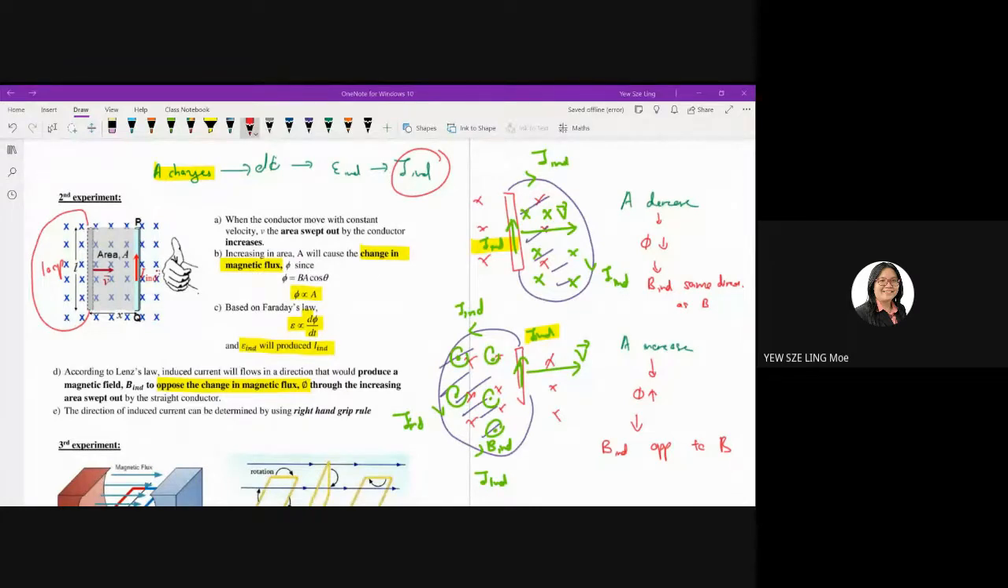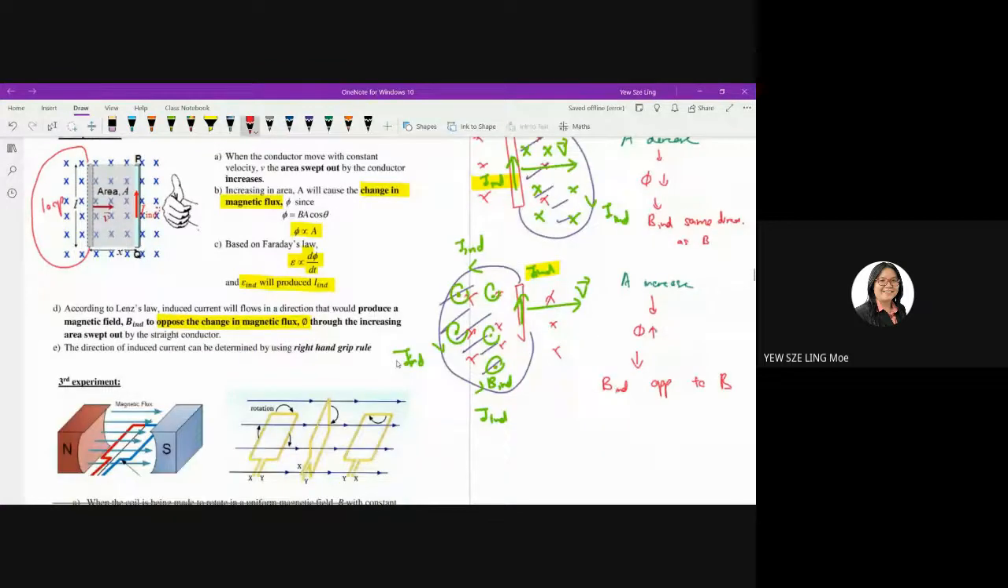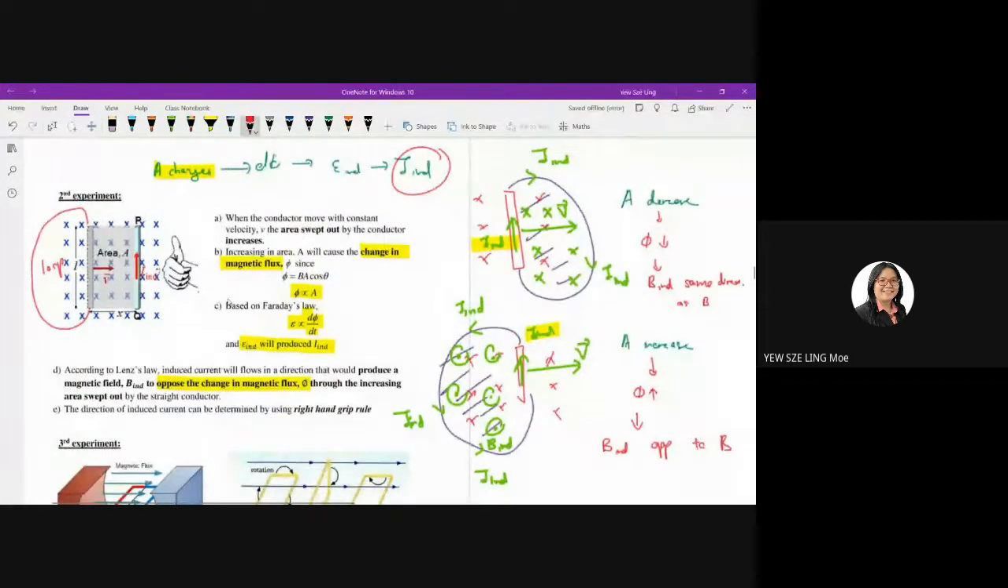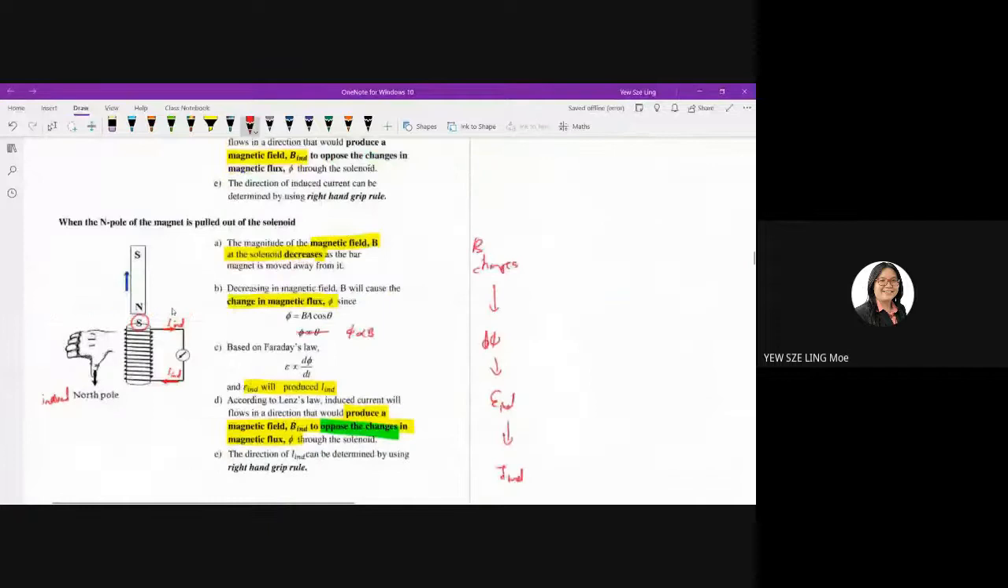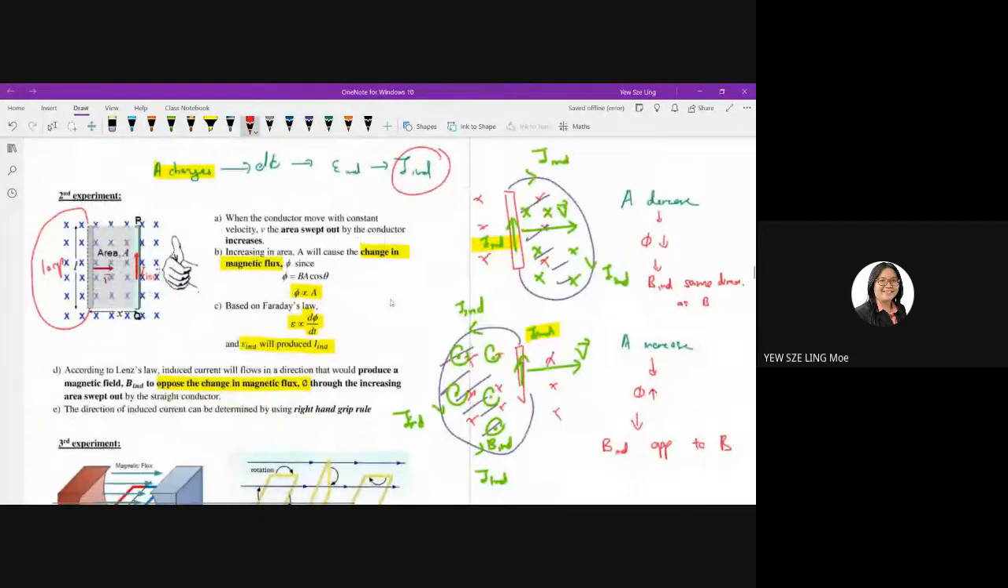Right. Second experiment, we are done. Second experiment is for a straight conductor. So just now we have a solenoid. Now we have a straight conductor. Of course, sometimes students think it's quite hard to understand this one. They want to use a left-hand rule. Fleming left-hand rule, also can, nothing's wrong.